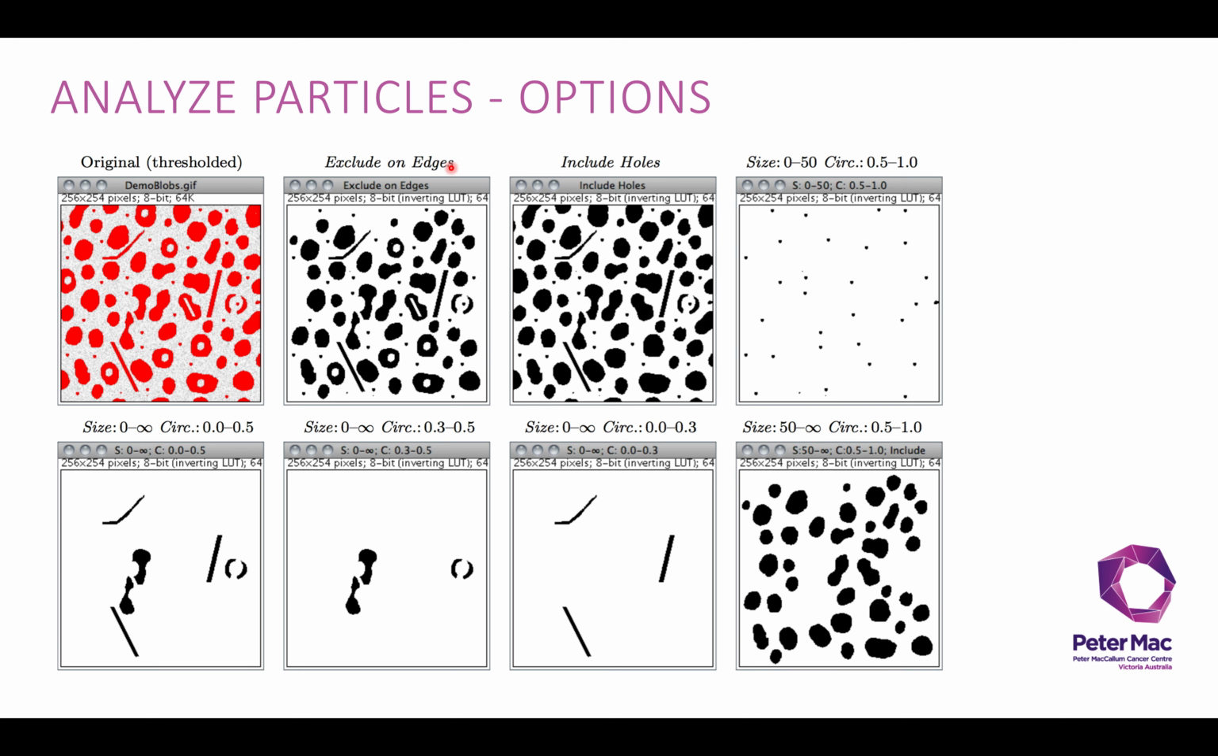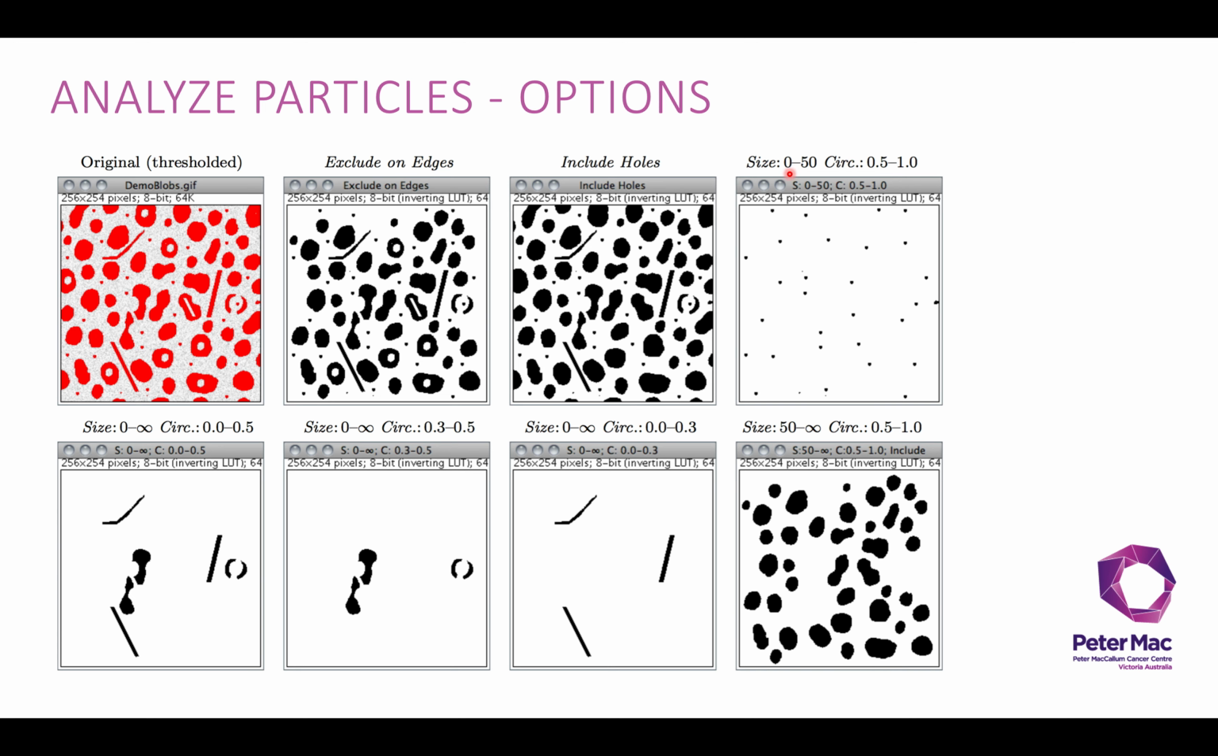So here we're excluding on edges, so you can see anything that's touching the edge of the image is excluded from the analysis. This is really important if one of your readouts is area, because obviously we're not capturing all of this object. Here we've got include holes, so you can see we've identified objects that have holes in them. By selecting include holes, they get filled in.